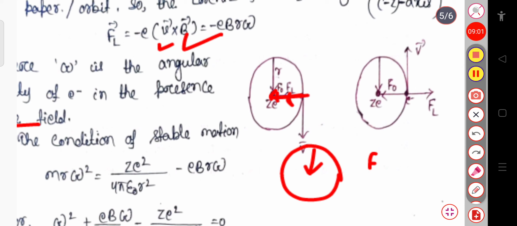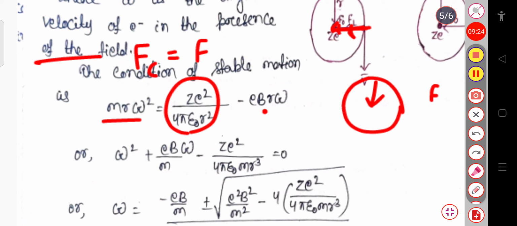Or simply we can say that for the stable motion case, the centripetal force, that is m r omega square, is equal to the Coulomb force plus the Lorentz force. Now if I put in the values, the centripetal force m r omega square equals Z square divided by 4 pi epsilon naught r square, that is the Coulomb force, and the Lorentz force, with charge minus e, will be minus e B r omega.